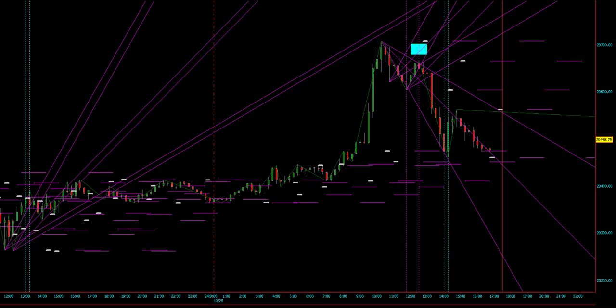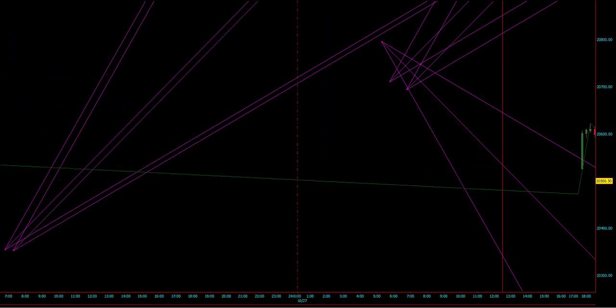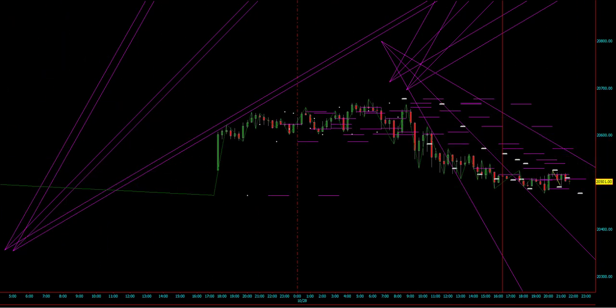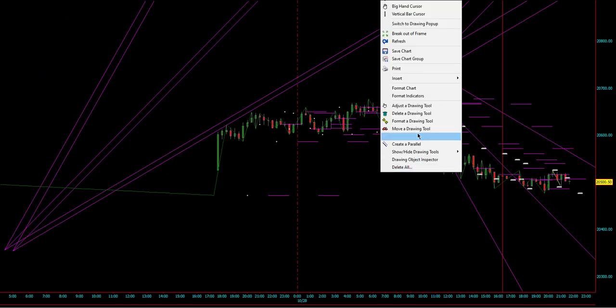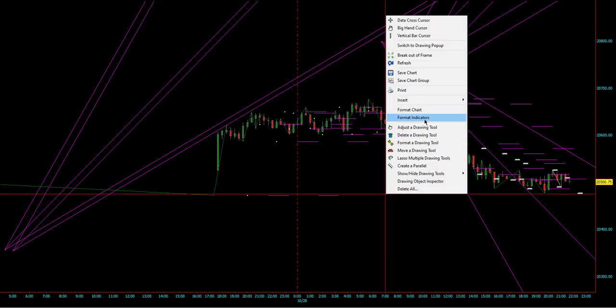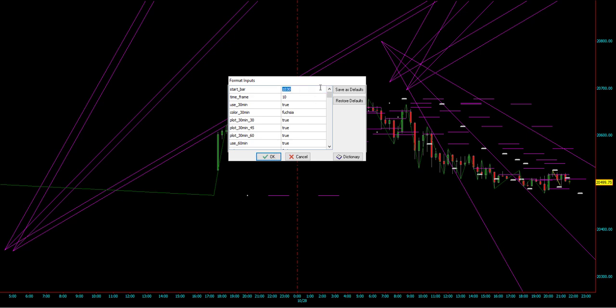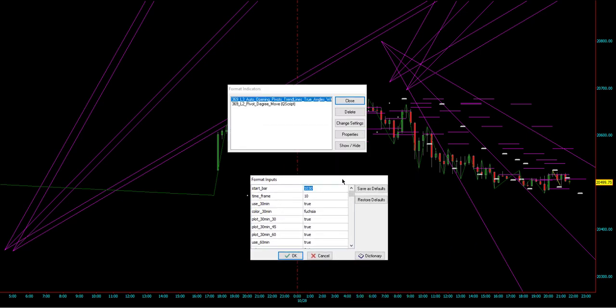All right, let's move this. So now again, as you can see, this is a geometrical overlay, so we have to do this every day. Come back here, sorry, format indicators. Go to this indicator. I think you guys already have it.